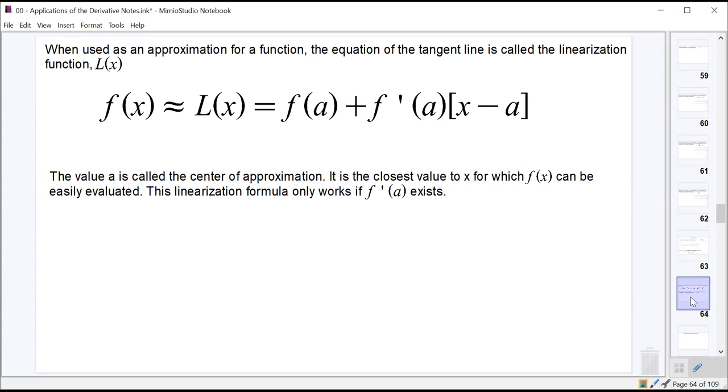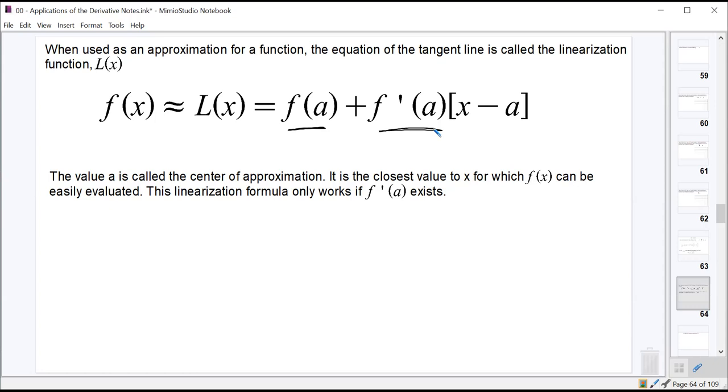It's the value that's close to the x value that you're interested in, where we can easily evaluate our function and the derivative of our function, because we're going to need to be able to evaluate our function and the derivative of our function both at A. And we'll note that this formula is only going to work if our derivative exists at A.